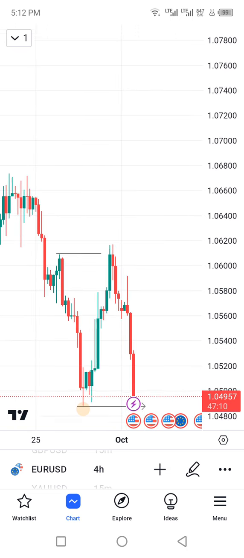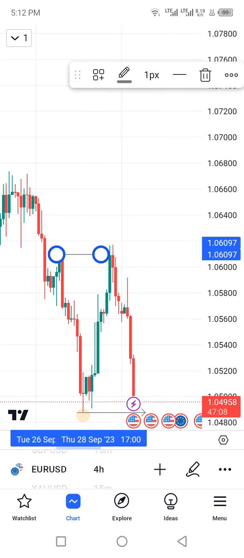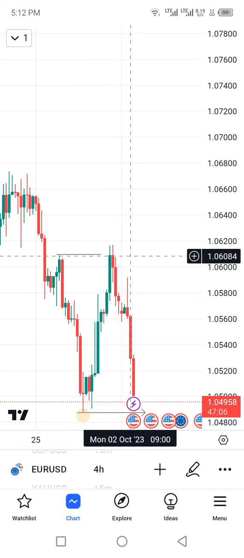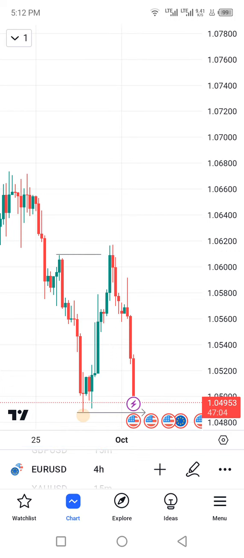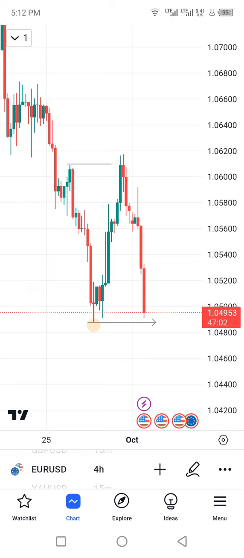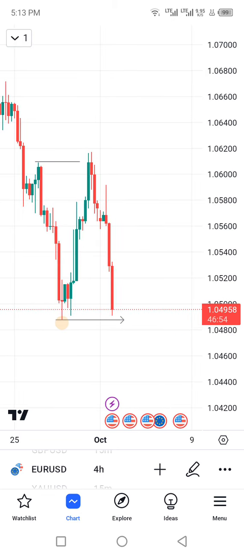When I marked this place as inducement, I said that the market had just swept and we were expecting a move to the downside, and that the market would take out this low that we created. Actually, it has played out exactly as expected, but I want to show you how we will take entry.